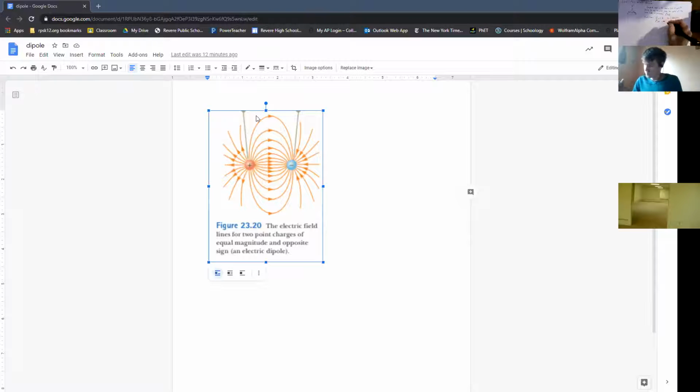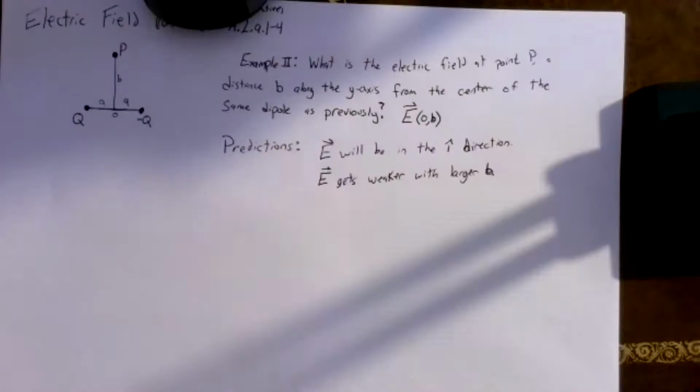And that kind of makes sense too, right? Whenever we get farther away from our charge, the electric field is going to get weaker. So it can be helpful to make these predictions and keep them in mind. And we'll check our answer at the end and see if those predictions match up with our answer. Okay. So let's see, here we go.